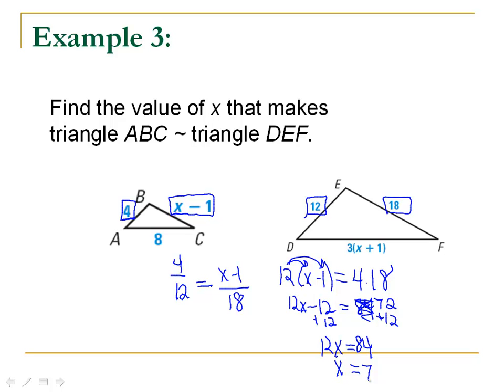So x equals 7, and if we check this, 7 minus 1 is 6. So if I just do a quick proportion, 4 over 12 should equal 6 over 18. Just to check it, I'm doing my sides here. 4 goes into both of these, so this becomes 1 over 3 equals 6 goes into both of these two. So 6 divided by 6 is 1, 18 divided by 6 is 3. So those are proportional. It does check out.